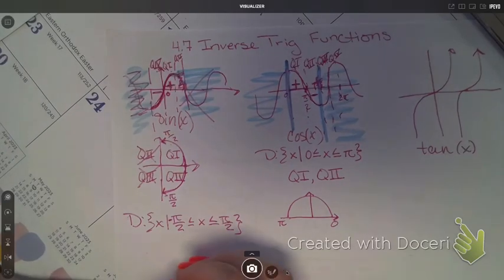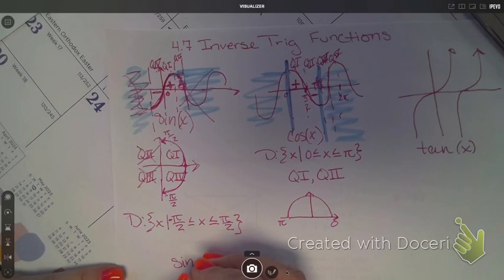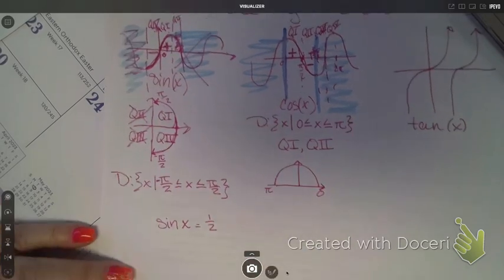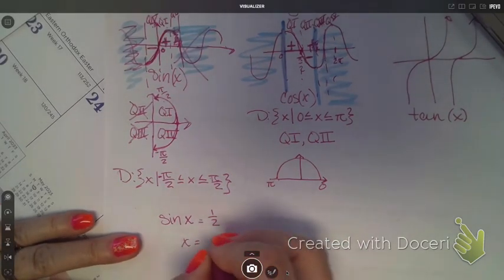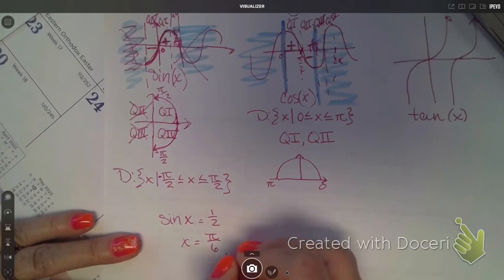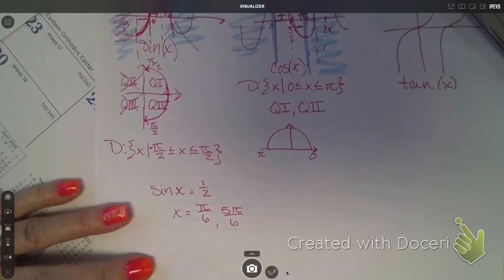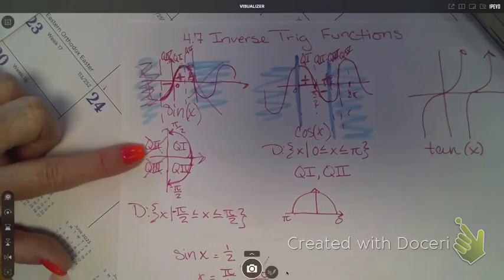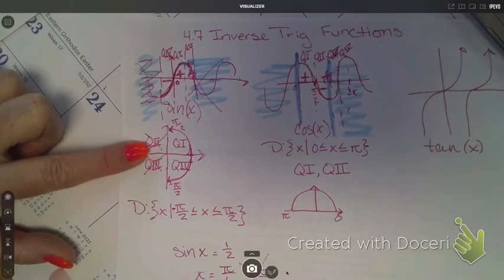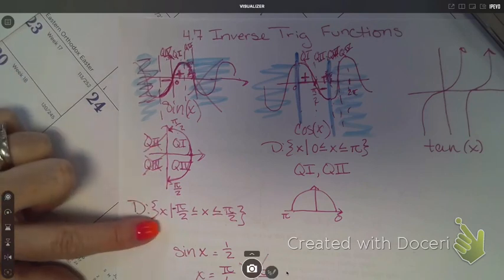Because before today, when I said the sine of x equaled 1/2, there were 2 answers to that, yes? There was x equals pi over 6 and 5 pi over 6. Okay, now today, the only one that exists is what? Pi over 6. Why does 5 pi over 6 not exist? Because it's in quadrant 2, and we've said that doesn't exist anymore.